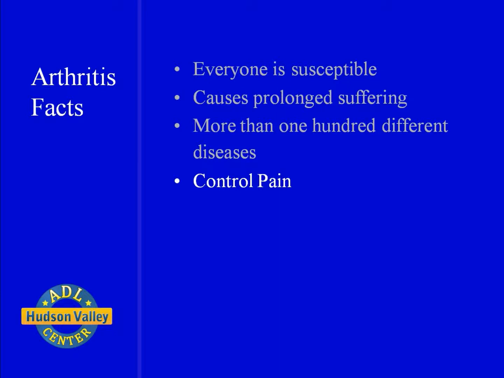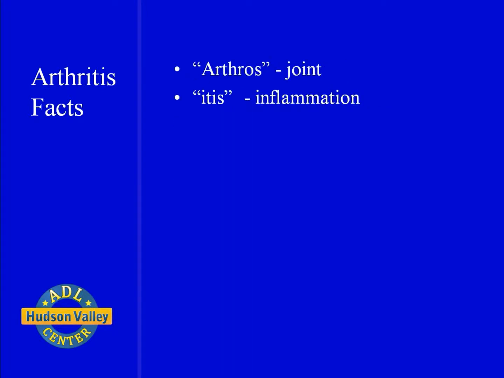According to the Centers for Disease Control, physical activity can have an important and beneficial effect on arthritis pain and associated disability. Most of the time you can take charge of this disease by controlling pain and exercising away your stiffness. What is arthritis? The first part of arthritis is a Greek word, arthros, meaning joint. The second part, itis, means inflammation. Arthritis is inflammation of a joint.